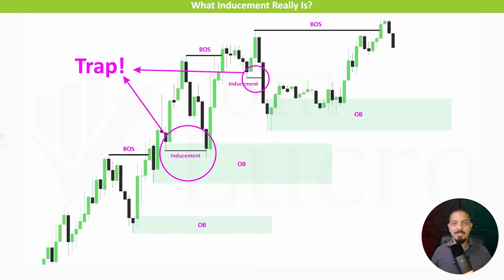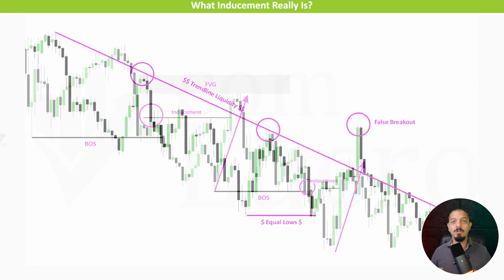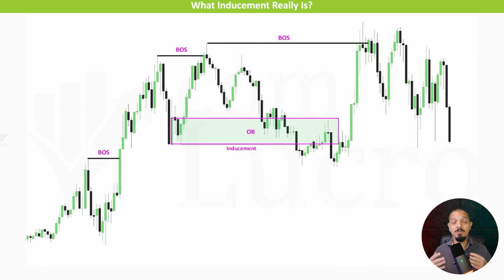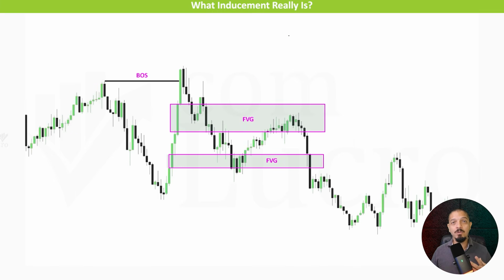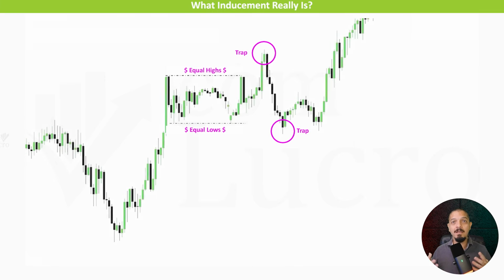Because smart money needs liquidity, they often induce traders into early breakouts, fake reversals, or misleading pullbacks. Traders may see order blocks that look clean, but are not the real ones, FVG fills that appear to be valid entries, or equal highs and lows that look tradable. Then price suddenly reverses, sweeps their stops, and moves in the intended direction. Understanding inducement is important because it helps you avoid entering too early at fake levels or liquidity traps. Instead, you learn to wait for the real point of interest, which can significantly improve your win rate.